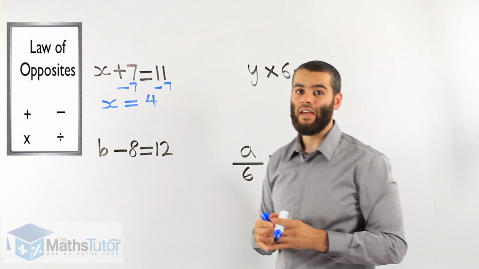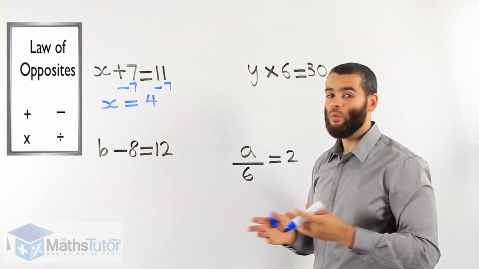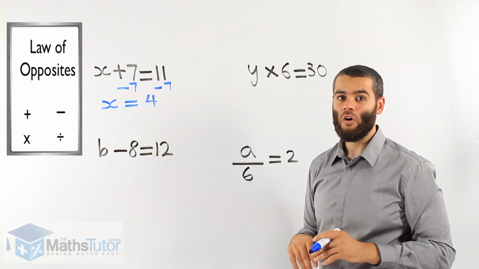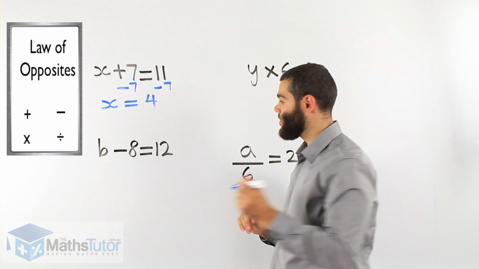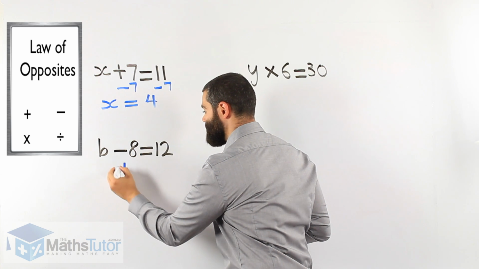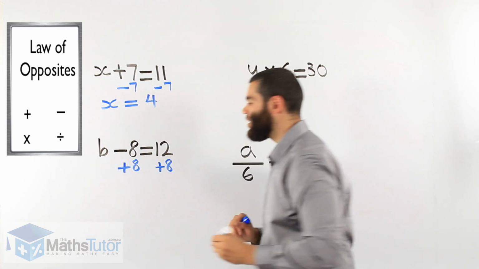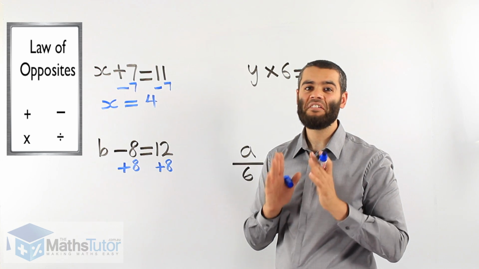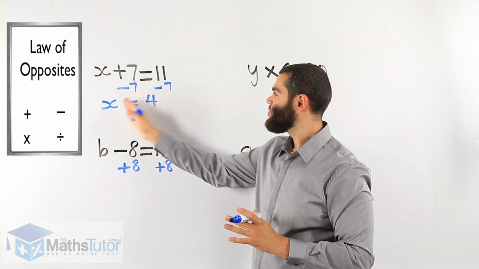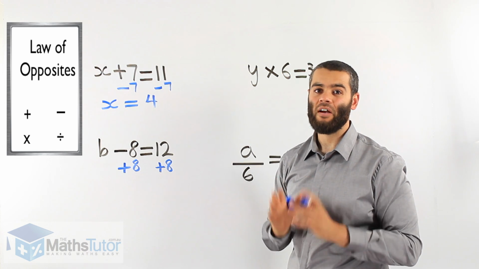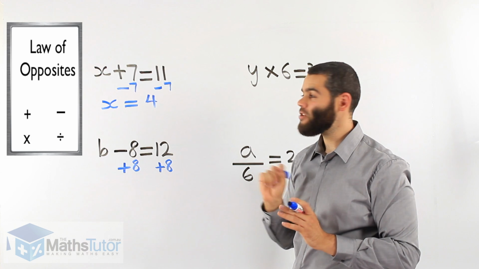B take away 8 equals 12. We don't know what B is. We said we have to use the law of opposites. That's what our brain does. Minus 8, opposite of that is plus 8. What we do to one side, we do to the other side. In mathematics, we are always fair. What we do to one, we have to do to the other. Very important that you get that. Make sure you always do it.